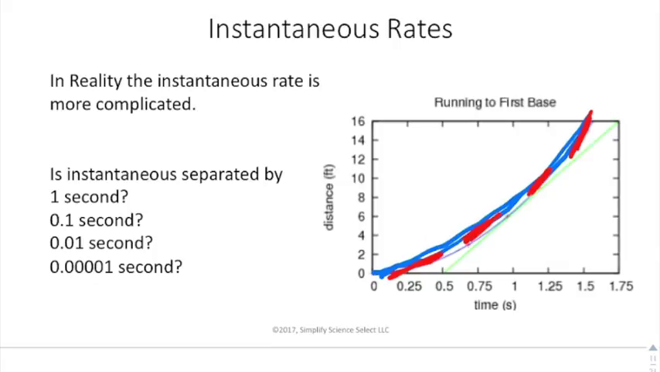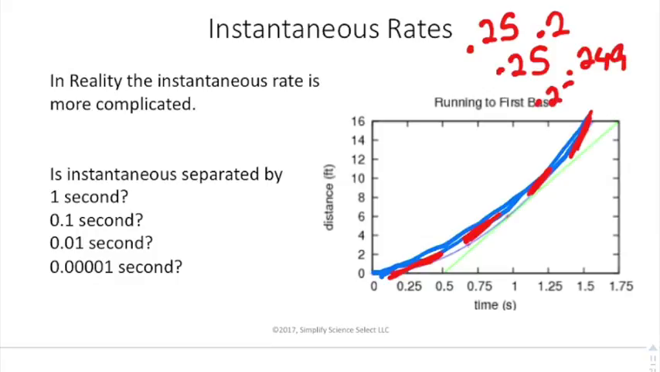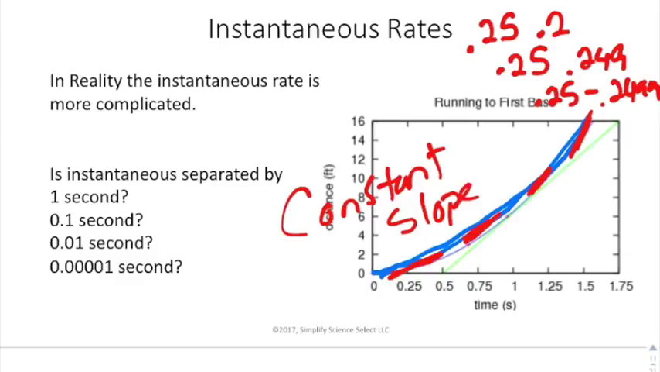So now how do I define instantaneous? Do I say from 0.25 to 0.2? That's instantaneous. Or do I say 0.25 to 0.249? Or do I say 0.25 to 0.249999999? So instantaneous rate is actually a really complicated issue if you do not have a constant slope. Constant slope makes it much, much, much easier, but if you don't have a constant slope, it becomes very complicated.